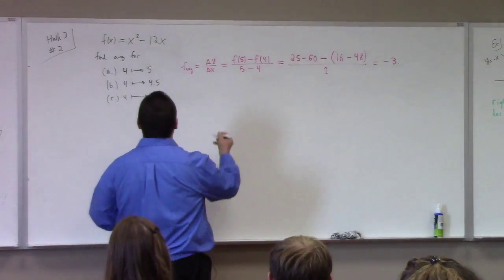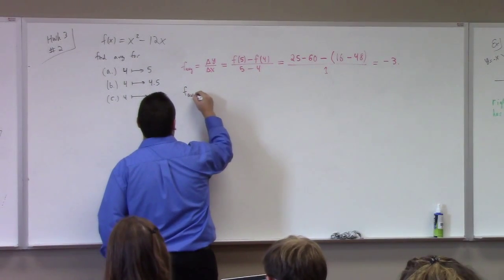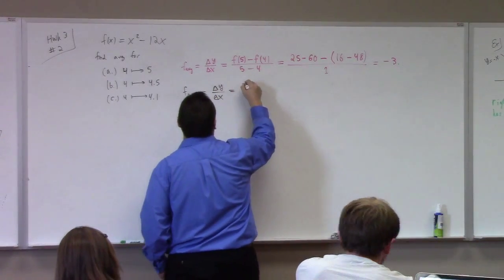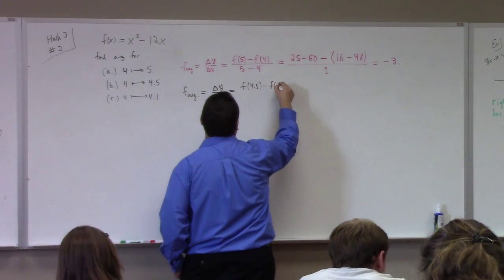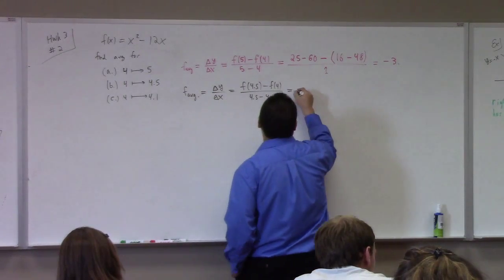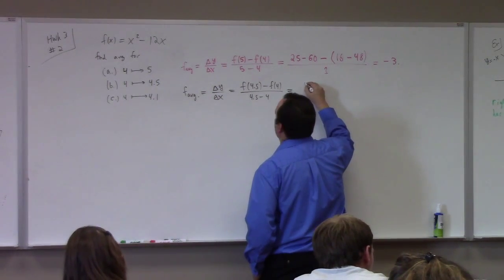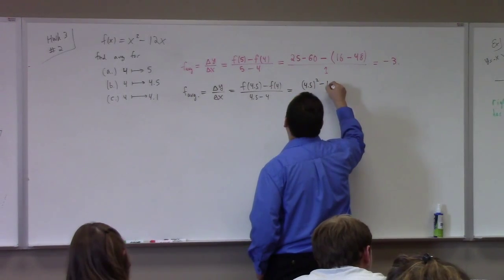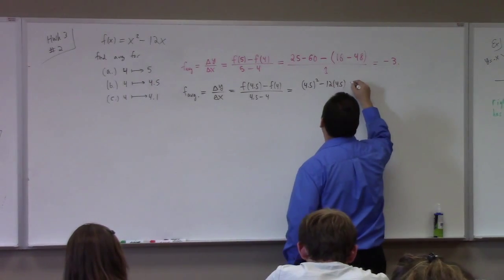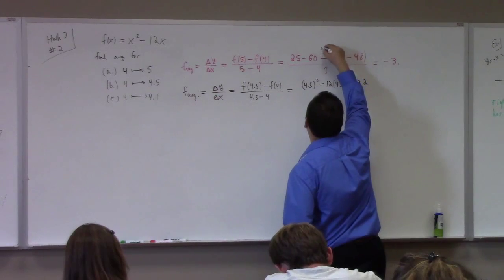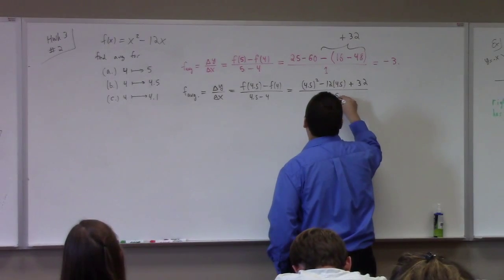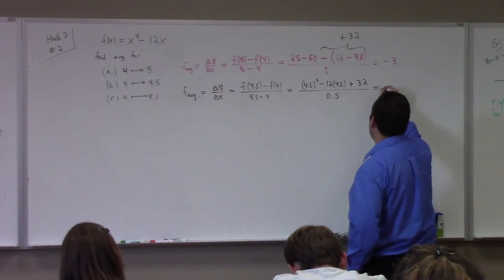Okay. So let's look at the next one. F average, change in y over change in x again. But this time, we do f of 4.5 minus f of 4 divided by 4.5 minus 4. Now, that is actually 4.5 quantity squared minus 12 times 4.5. F of 4 is still f of 4, so it's still plus 32. And then I divide by 0.5, which is the same as multiplying by 2. But that's as far as I'm going to be able to get without a calculator.